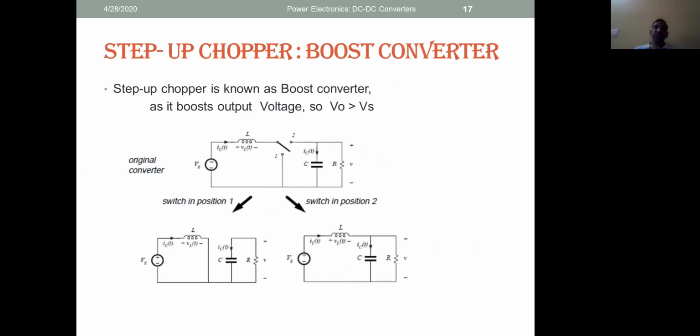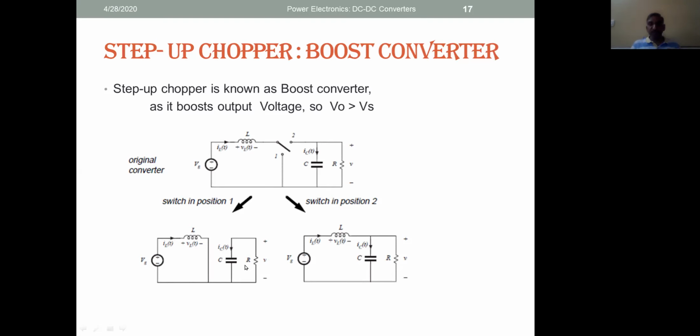So let us start with the boost converter. Same principle. Only thing to note is the position of the switch. See Vs, the source voltage, with inductor current flowing through. Now the switch is after the inductor, followed by a capacitor and a load. So in position 1, when the switch is in position 1, naturally the inductor is storing the energy because all energy in the source is delivered to the inductor only, and it stores the energy. Inductor current will keep on rising.